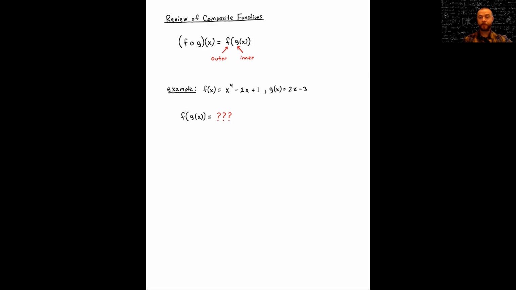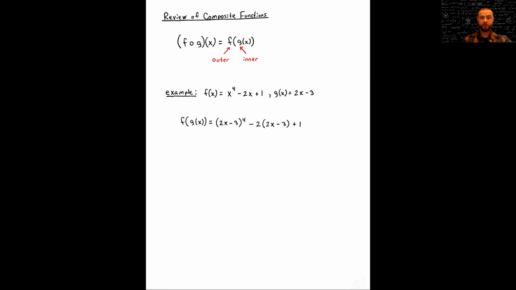All right, so let's go through that. We're going to replace all x's in the outer function. The outer function here is f. Every x is going to be replaced with g of x. Now, since we have x in two spots, we're going to replace each of those x's, that's our input variable, with g of x, which is 2x minus 3.